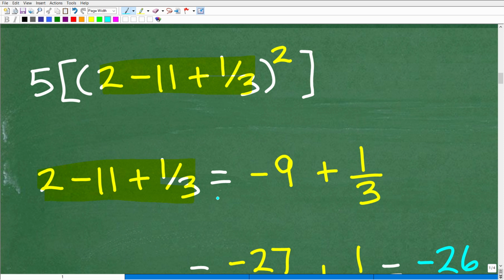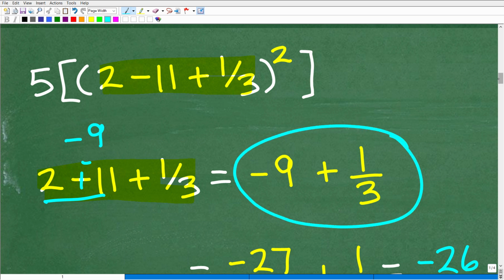Again, right here, we're just talking about basic math, but even with the most fundamental little things in math, you can't take your focus off. You just can't be like, oh, I know that, 1, 2, 3, because you'll make an error just like I did previously. All right, so 2 minus 11, that is going to be -9. Remember, 2 minus 11 is the same thing as 2 plus -11. So now we have -9 plus 1/3.